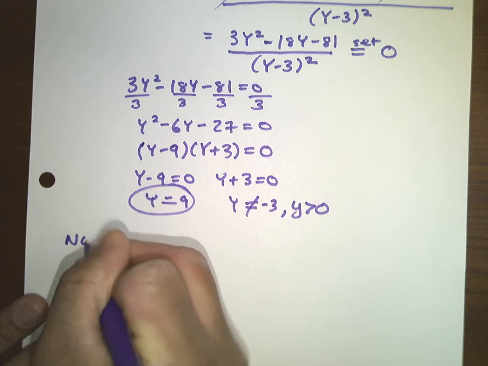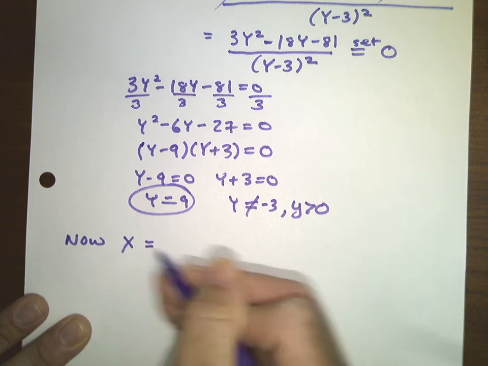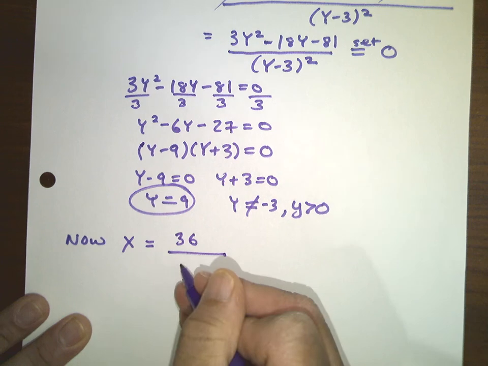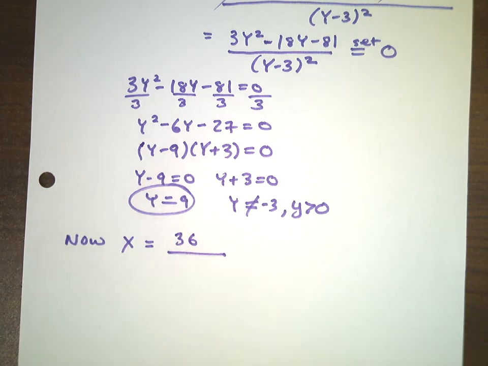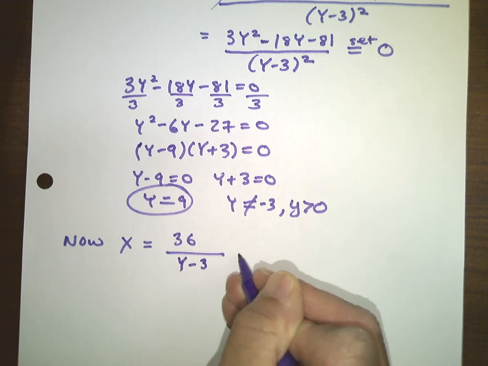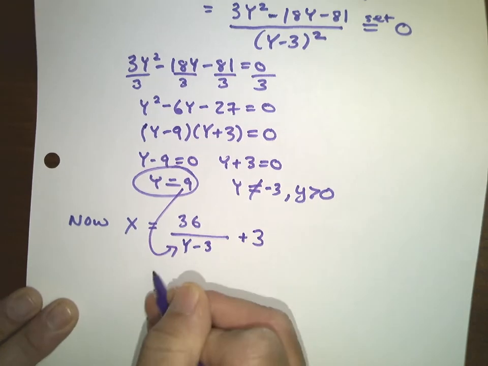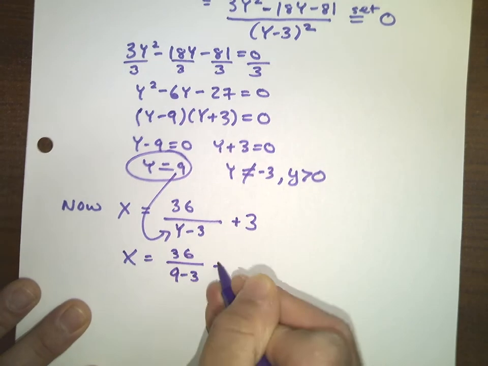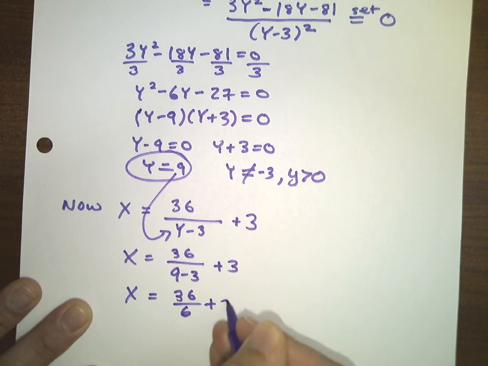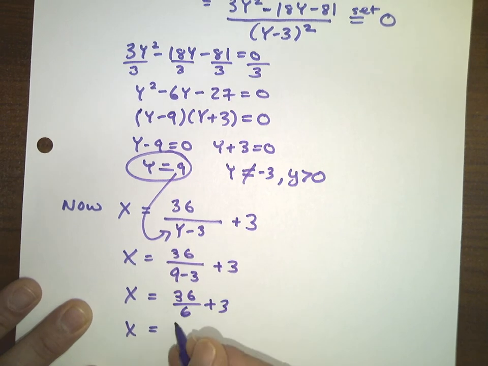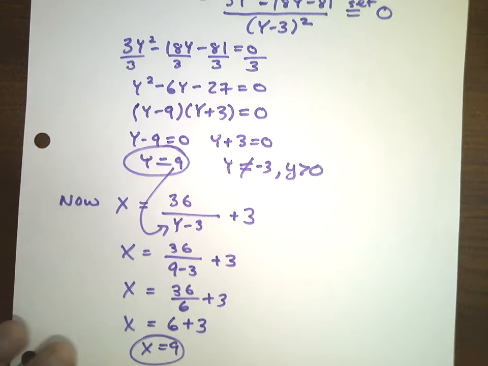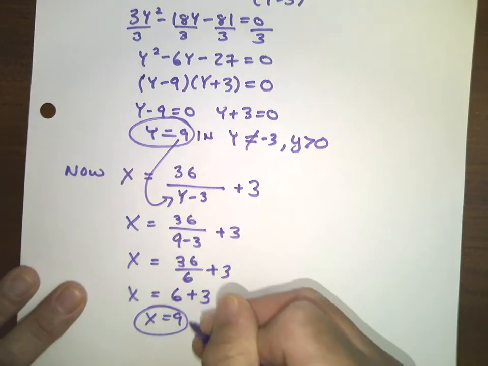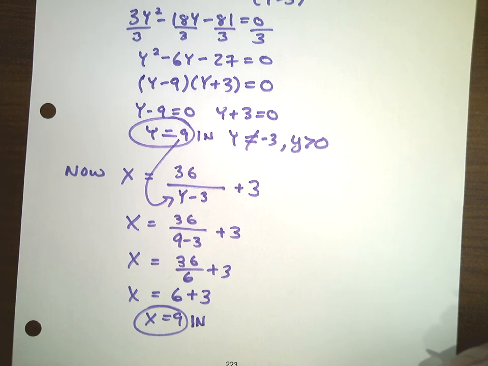Now we have x. I don't actually remember what x was. Oh yes, remember that x was equal to 36 over y minus 3, plus 3. Since y is 9, x is equal to 36 over 9 minus 3, plus 3. So that's 36 over 6 plus 3. 36 over 6 is 6, and 6 plus 3 is 9. So y was 9 inches, and x is 9 inches, and those were the dimensions of the page.